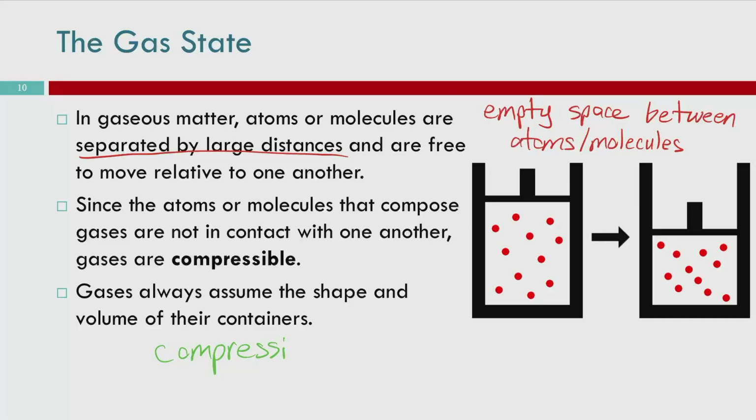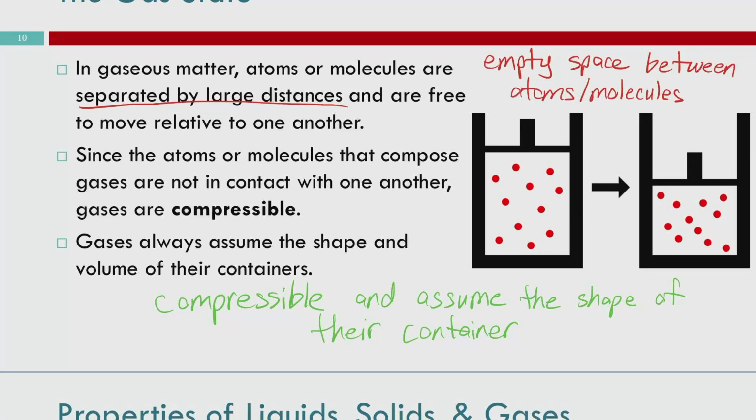So our gases are compressible because of that empty space. And assume the shape of their container. Since they're not clumped up together like a liquid, they can also move up, unlike liquids. Like if you spill milk, right, it's just going to stay on the floor unless you're in space. It's not going to be distributing itself all the way around the kitchen or the classroom or wherever you're spilling your milk.